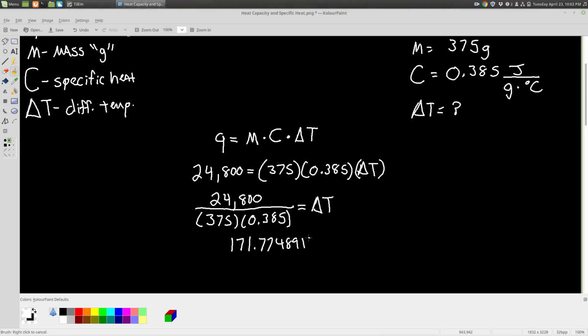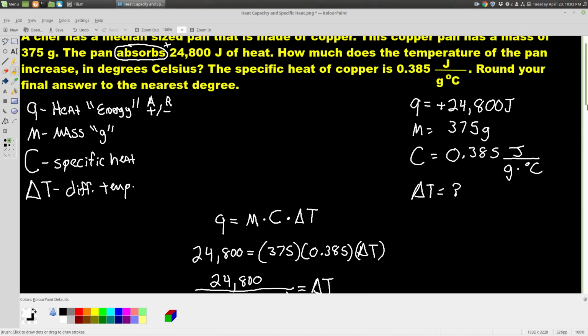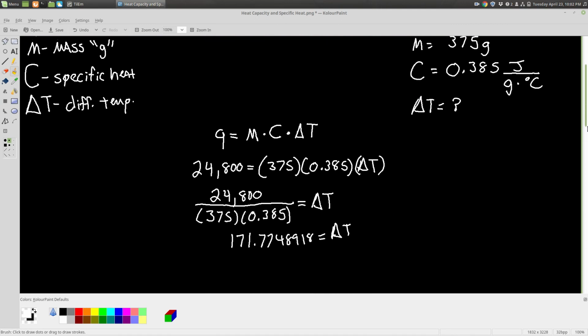Wow, that's totally too many digits, because in the directions it said to round your final answer to the nearest degree. Okay, so the nearest degree part would be the whole number, which is the 171. But you always have to look to the right. Now that's a 7. Now we can round our final answer. Okay, so our final answer is going to go up to 172. Now the question is, since this is the change in the temperature, do we put a plus sign or do we put a minus sign?